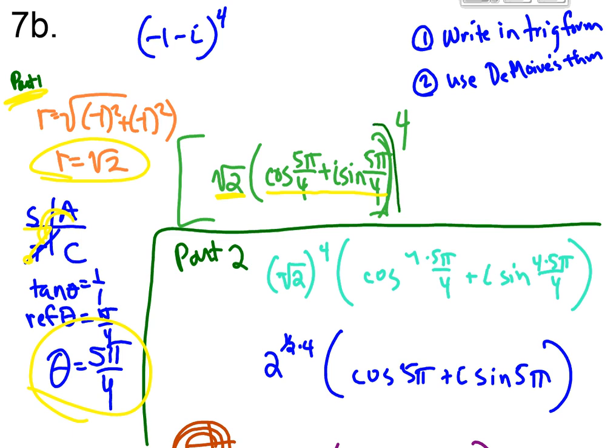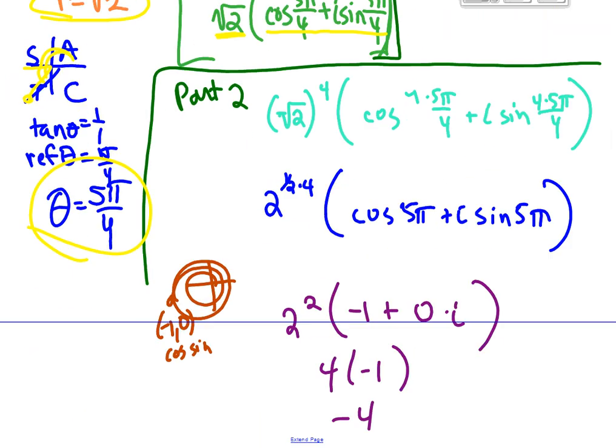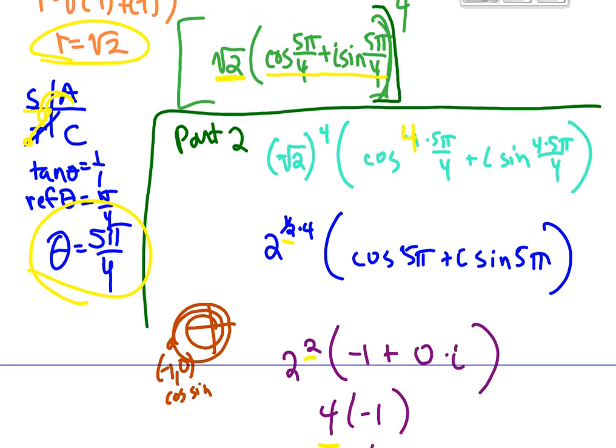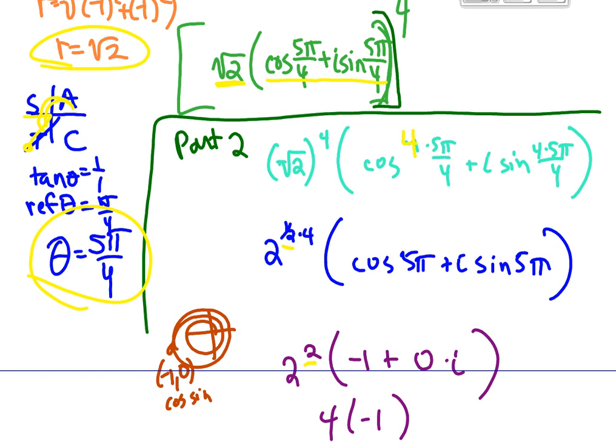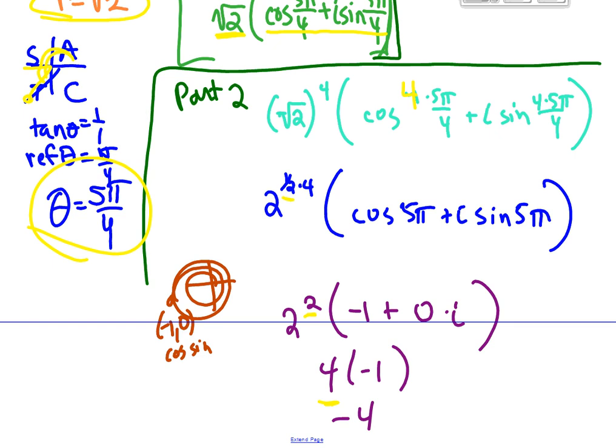It looks like I had a unique green there, but I'll just put that bracket a little better. It looks like a mess there. And then it looks like we take the square root of 2 raised to the 4th. And notice I turned that into a fraction. So that's 2 to the 1/2 times 4. So that's 2 squared, and that's just going to be plain old 4. And then I take 4 times 5 pi over 4 because we're raising this to the 4th power. And that turns out to be 5 pi.